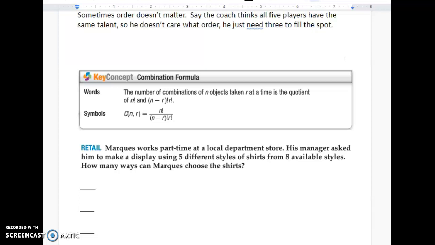And notice this time I'm going to say the probability of the combination of n choose r equals this formula. And it should look fairly familiar. On the bottom, the only thing that changed is that I added the r factorial. And again, n is going to be the total number and r is going to be the number we're choosing.